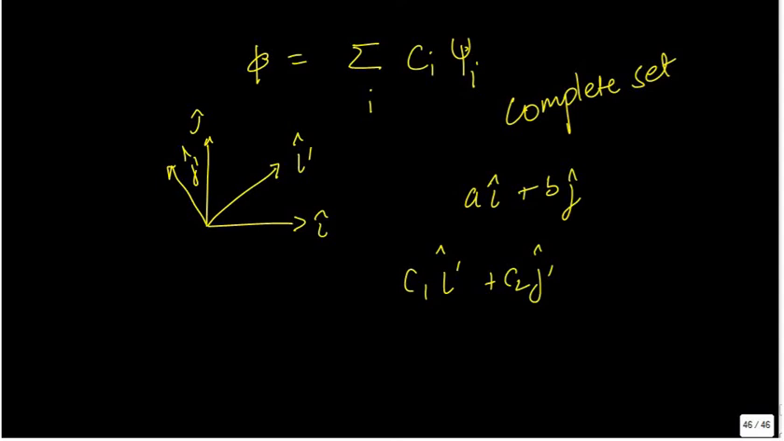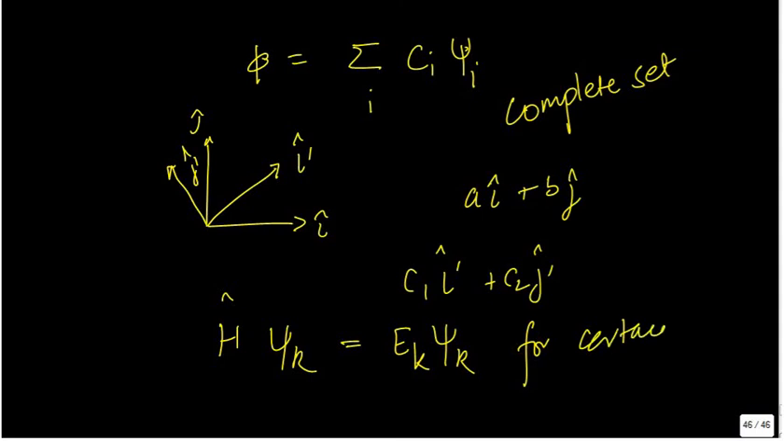That is one. Now, let me do a measurement. If the system is in one of the eigenstates, let's say psi k, and I do an energy measurement, what does it give me? Ek psi k, for certain. The measurement I have done is just like operating, right? So when I measure the energy, I get back the energy Ek, for certain.